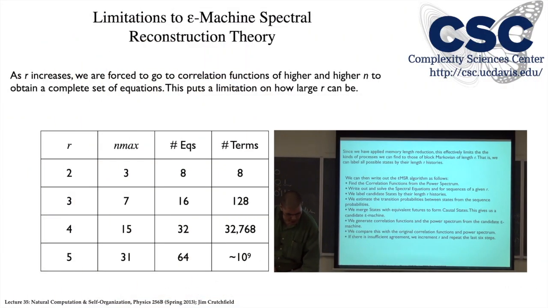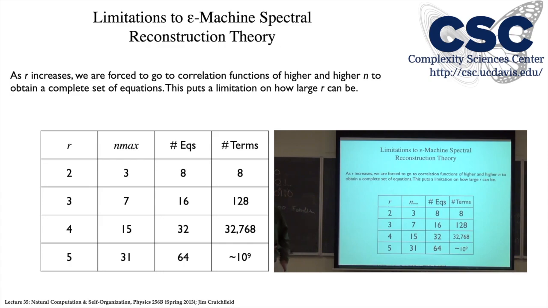Now, back to a question that I asked earlier: how large can R go? Well, at R equals 2, we had to go up to Q equals 3. There were 8 equations, and the maximum number of terms in any equation was 8. Not so bad. For R equals 3, I have to go up to Q equals 7. But Q of n equals 7, not bad. The number of equations doubles to 16, and the number of terms in the very last equation is 128.